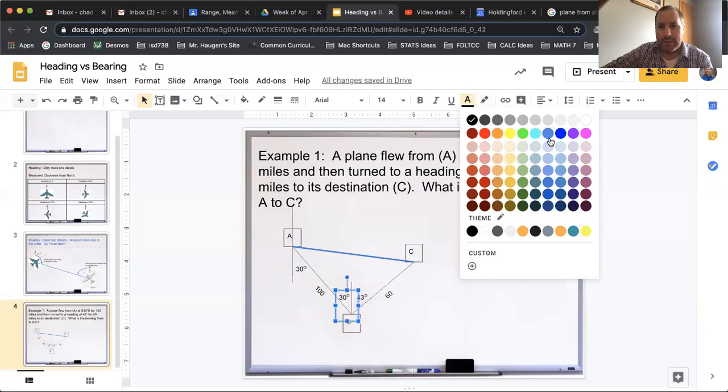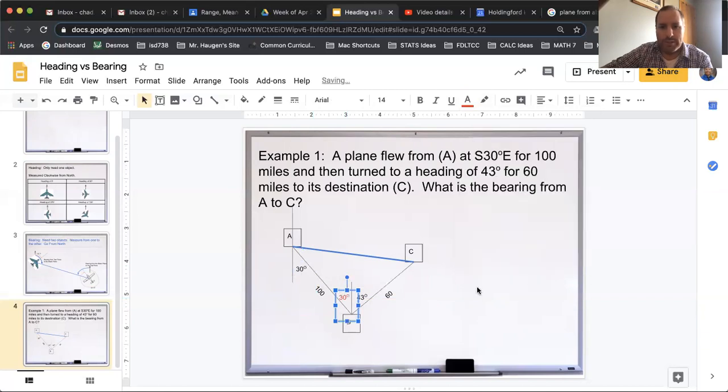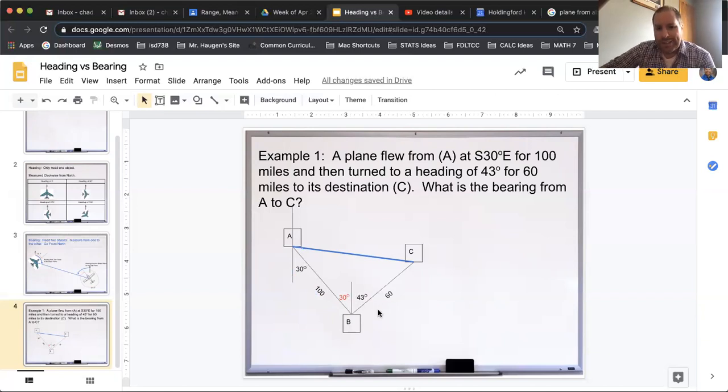Let's color that red because we figured that one out. And then this whole thing is 73 degrees. Can we figure out any other pieces? What I really want is this angle up here, but I only have a couple of angles within here to work with. So we'd have to do this in 2 steps.